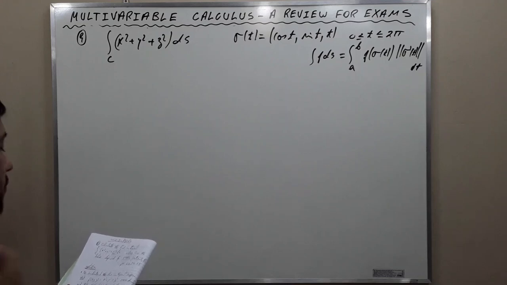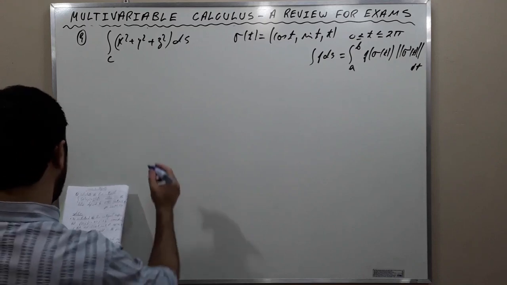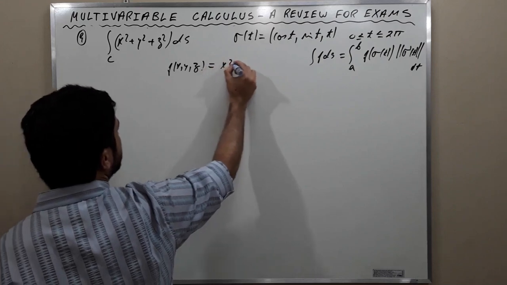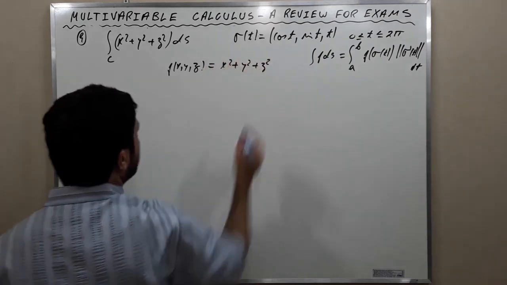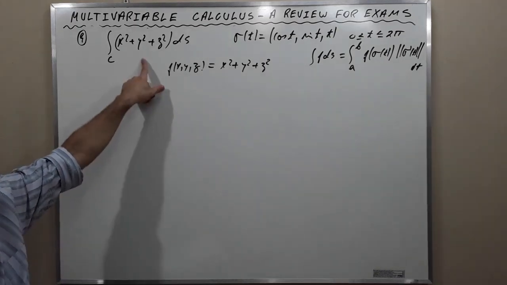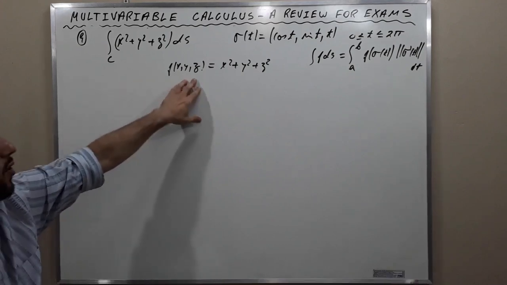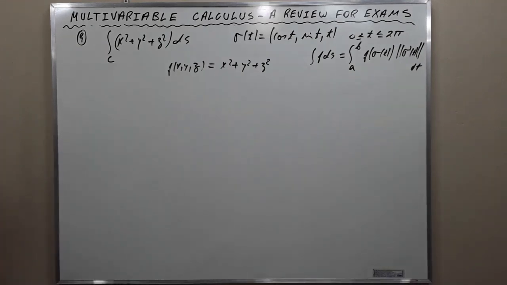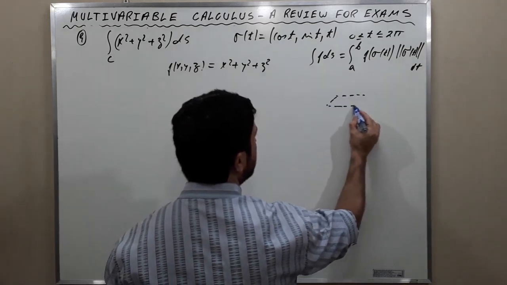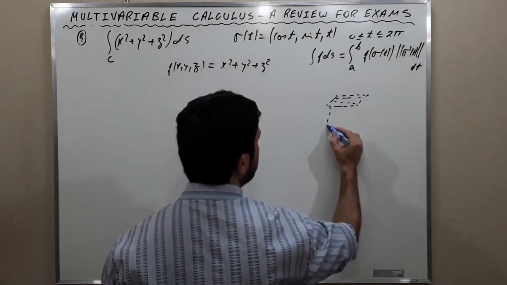Okay, the function f of x, y, z is equal to x squared plus y squared plus z squared. Understand this function as the mass density in a region. The key to understanding the line integral is this. Understand this function here as the mass density in a region. Okay? That is density in a region. So there is a region here.